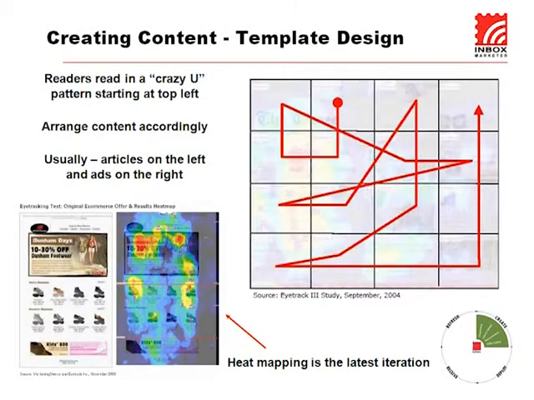When creating content, you need to take into consideration how people read when they're online. Eye tracking studies and heat mapping show us that the typical reader will start near the top left, work their way down the body of the email, scan the info on the bottom, and then shoot up the right-hand side. So you can see it's a crazy U pattern, and it's important to know this so you can arrange your content accordingly. In a newsletter, we'll usually place the articles on the left and the ads on the right.